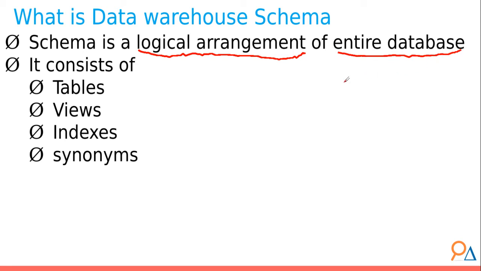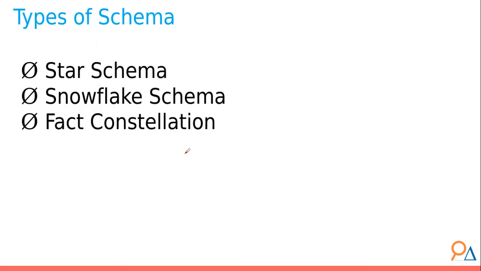Now, mostly schemas consist of tables, views, indices, and synonyms. So these are the four major properties. I don't know for sure, but these things should be in a schema. And schema is just a logical arrangement of the entire database. Now we have types of schema: star schema, snowflake schema, and fact constellation schema.